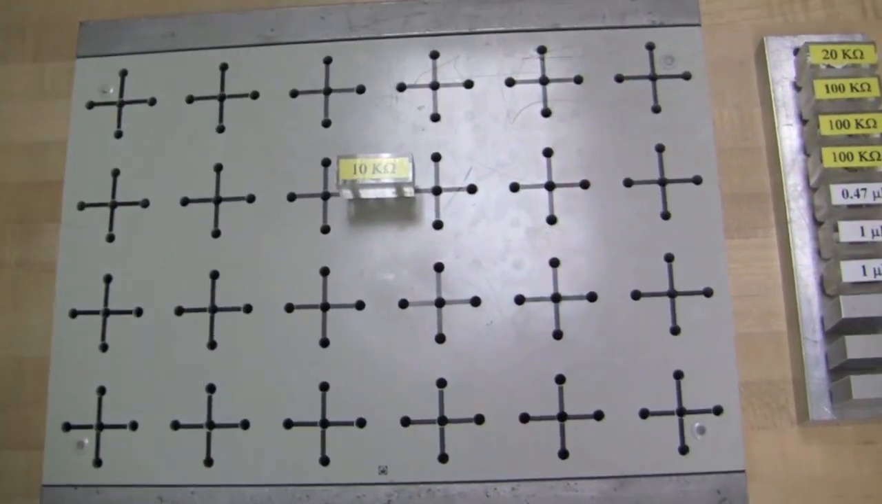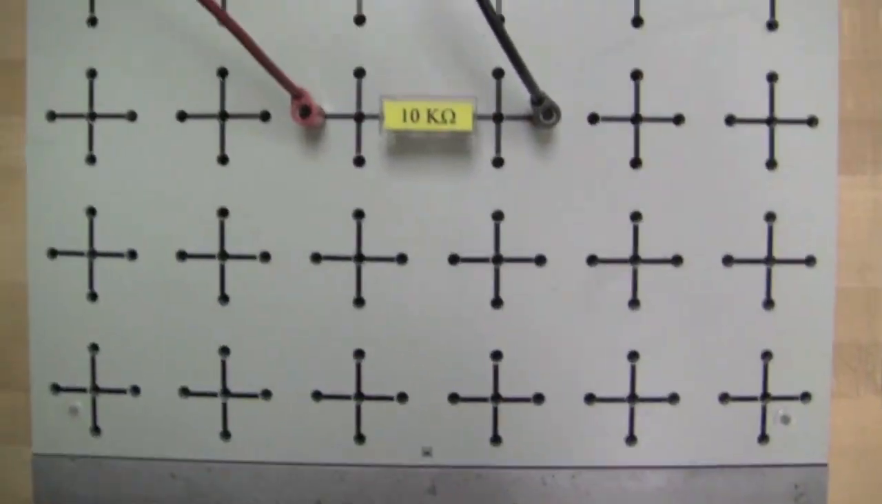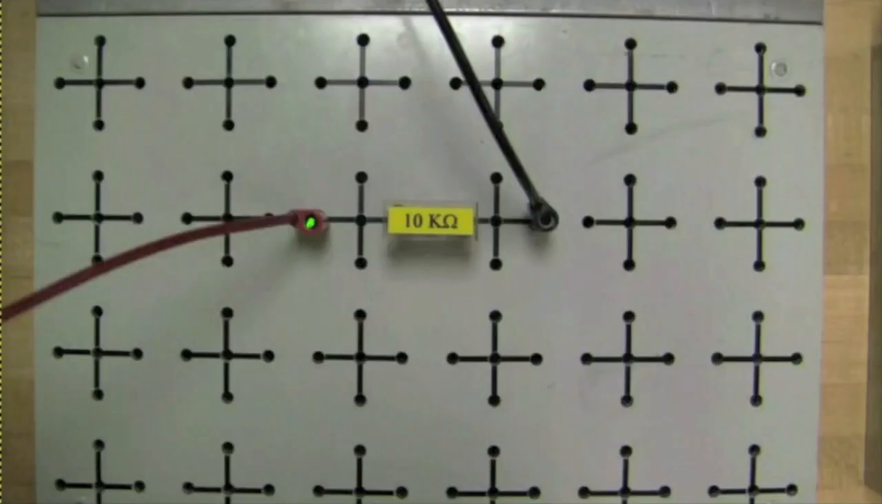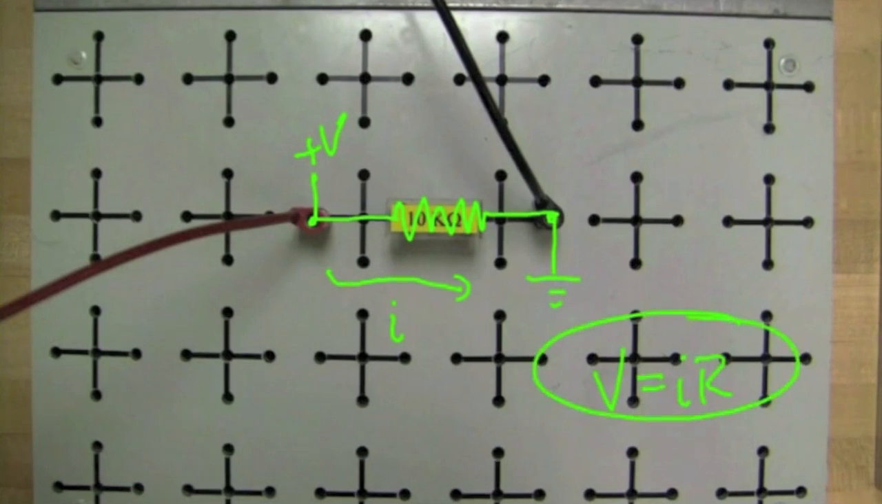To connect a basic circuit, say to put a voltage across a resistor, you'll snap one of the resistors across two different sets of holes and insert the leads of your voltage source into either side. When you do this, current will flow from the more positive lead through the resistor and into the more negative lead. The amount of current is determined by Ohm's law.